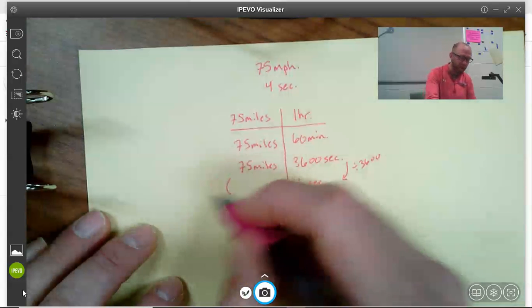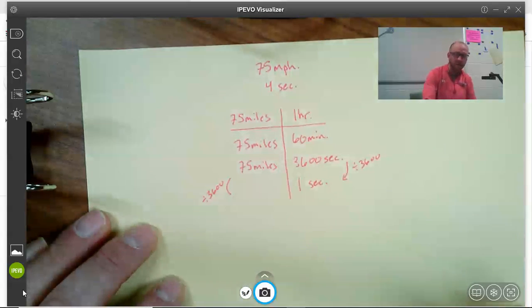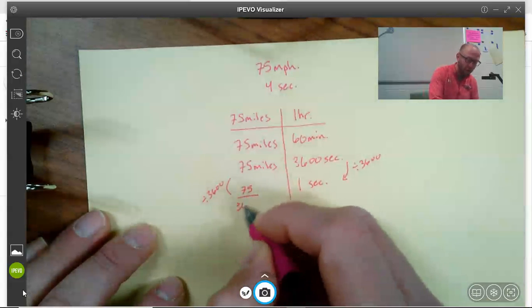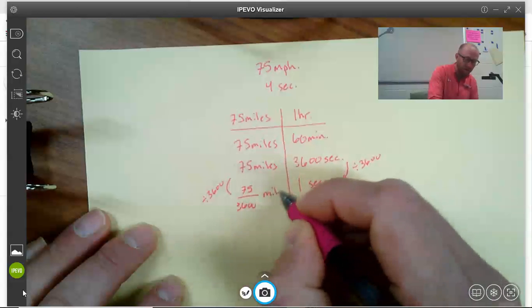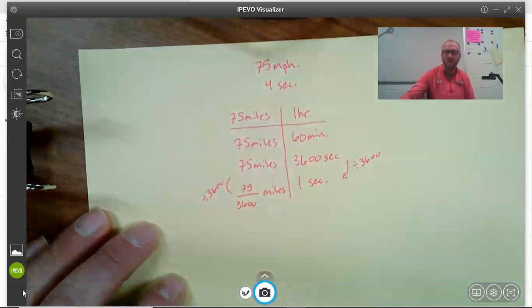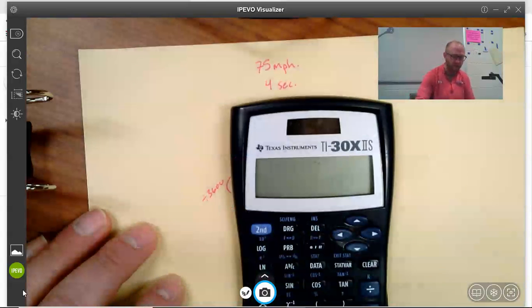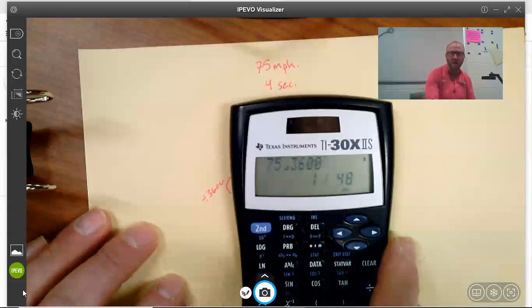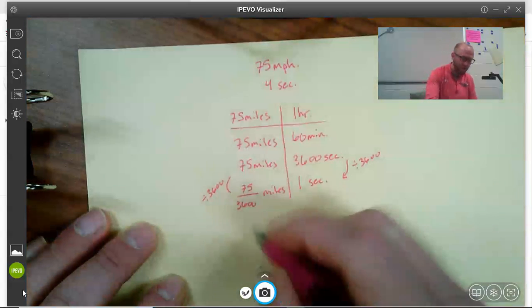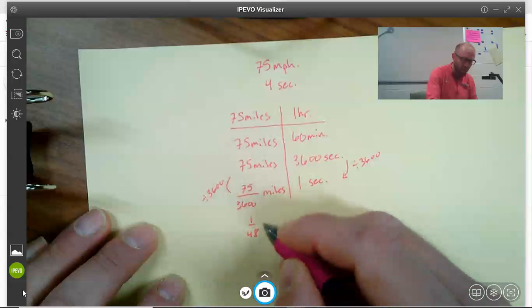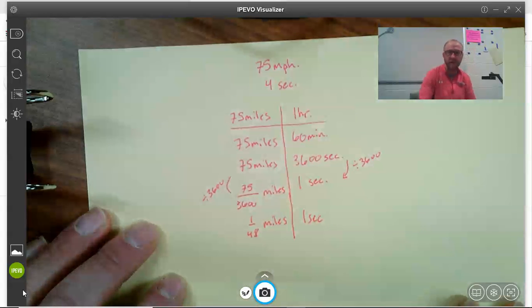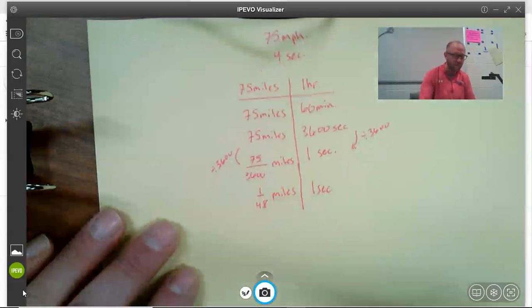So I'm going to divide by 3,600 on the other side, and we get 75 over 3,600 miles. Which, I mean, we can work that out. Let's go 75 ABC 3,600. That reduces to 1 over 48. So that's 1/48 of a mile in 1 second.